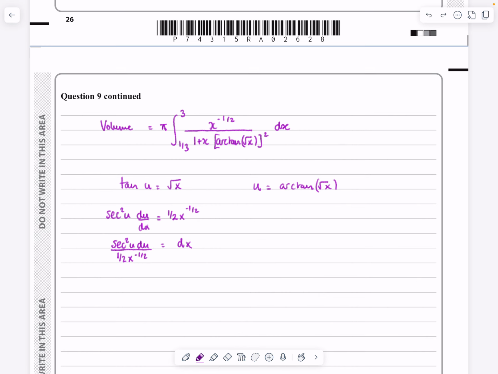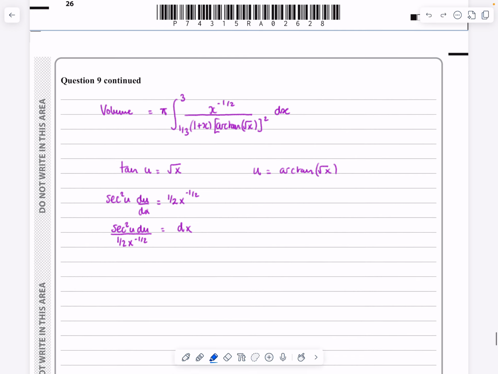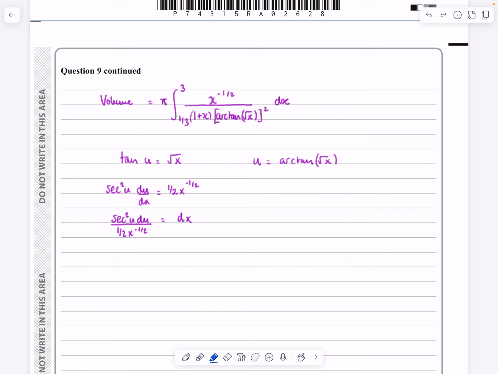The thing it won't take care of is the 1 plus x up there. I won't be able to sort that out, so we may as well do that at the same time here. So if tan u is equal to root x, then tan squared u is equal to x. I'm just coming from that straight down to there.